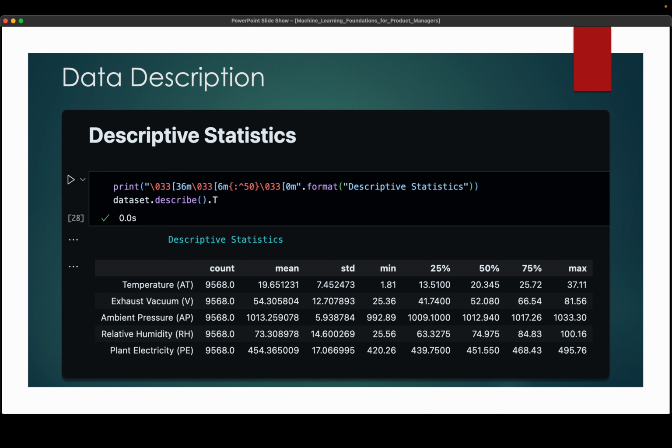First, I did some data description to get the descriptive statistics for the data we have loaded. We get different stats for different variables. The count is 9,568 for every variable, which shows these are non-null values, so there is no null value and we do not have to treat any missing values. We also get the mean, standard deviation, minimum value, different quartiles, and the maximum value of each variable.